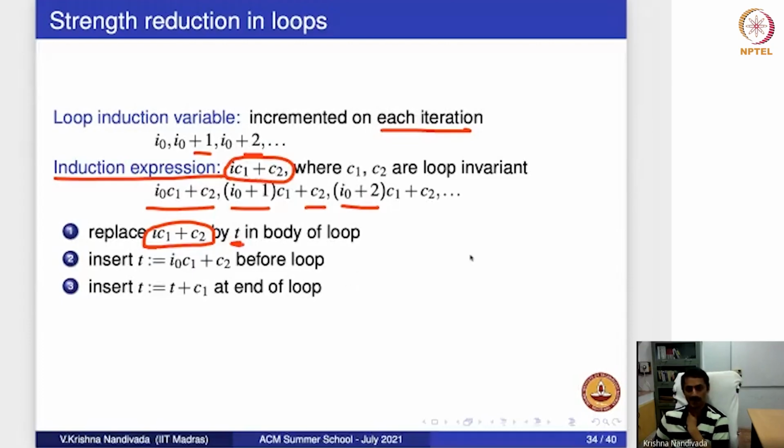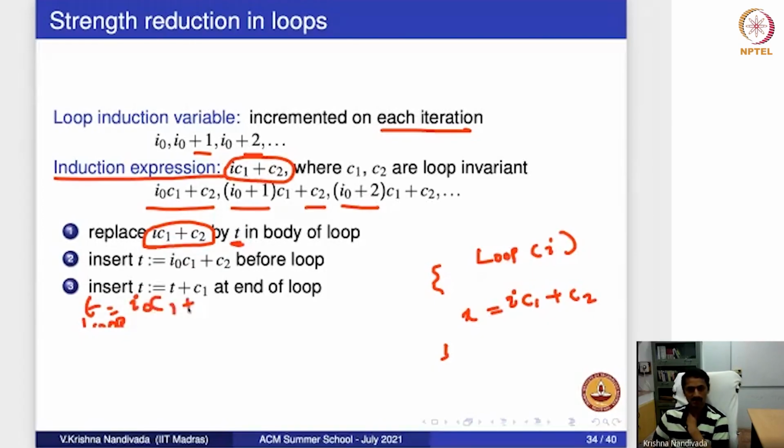So let us say I have a loop over some loop induction variable i, and I have code that looks like this, i*C1 plus C2. Let's say I'm writing something simple, x equal to this. I want to replace it with T equal to i0*C1 plus C2 and x equal to T, and at the end of the loop, T equal to T plus C1. What did I do?